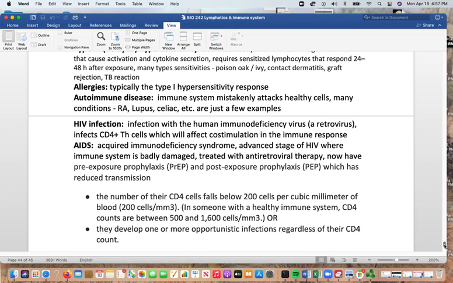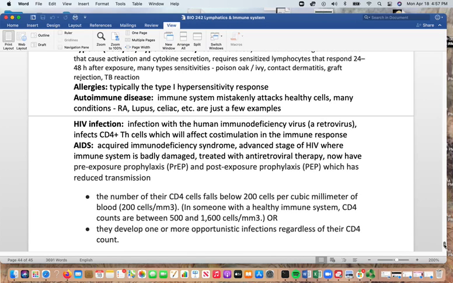With HIV infection, the person has an infection with the human immunodeficiency virus, which is a retrovirus. It infects the CD4 positive T helper cells that affect co-stimulation. So when you have enough of those damaged, you're going to start to see the disease become a problem when you can't have the co-stimulation. AIDS, or acquired immunodeficiency syndrome, is that advanced stage of HIV. Here your immune system is badly damaged because it is not able to do that co-stimulation.